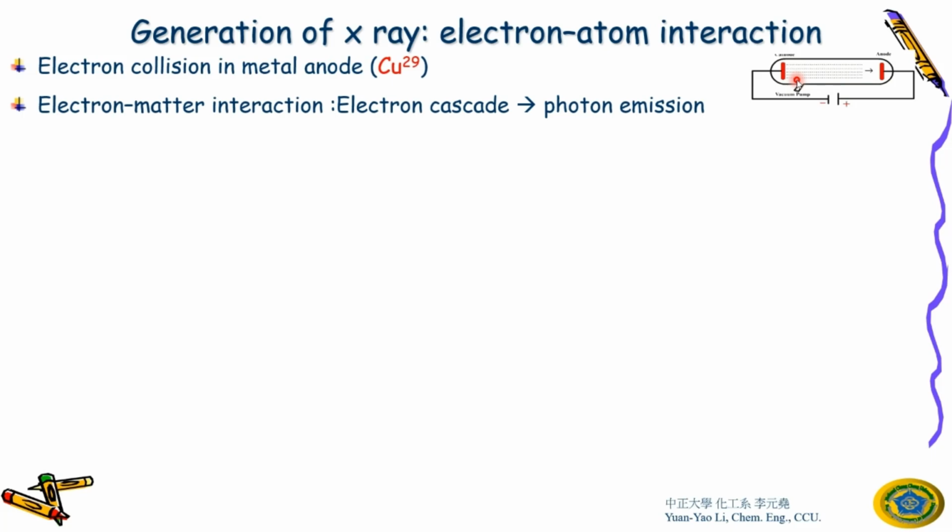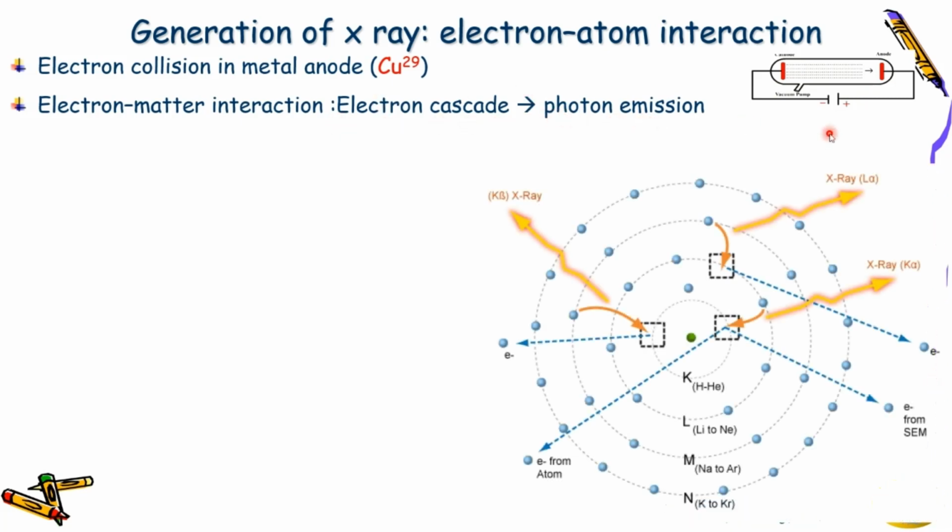I hope you still remember we already talked about this topic in chapter 2. So we take very high energetic electrons and shoot this atom. And what happened? We have an electron cascade, and the photon will come out. So this is what's going on. For example, this is one atom. This is the nucleus, and you have many electrons surrounding this nucleus. So this is the atom.